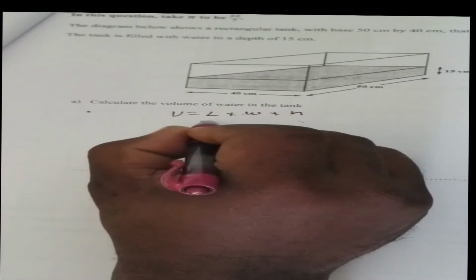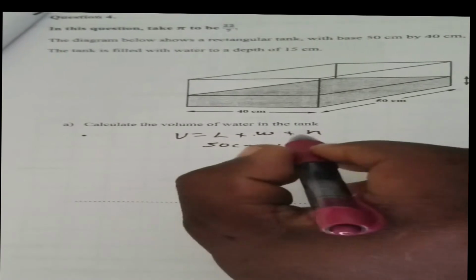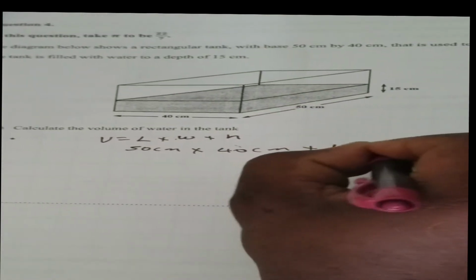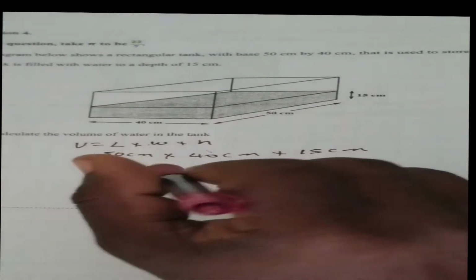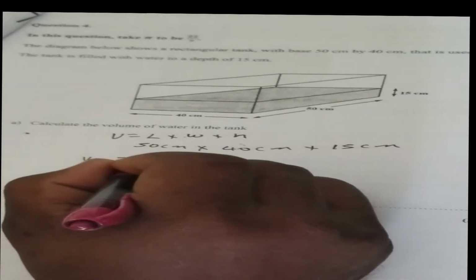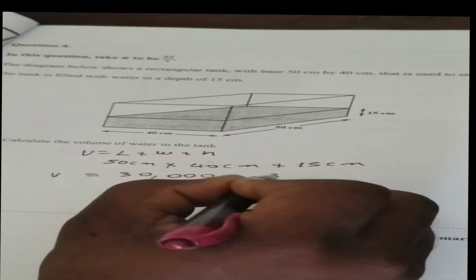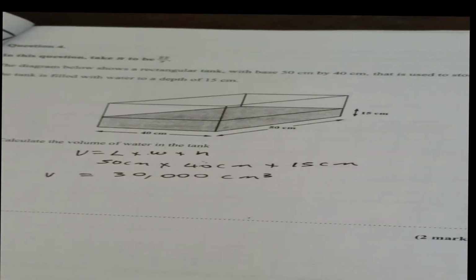And so with that said, now our length would be equal to 50 cm. Our width is equal to 40 cm, and our height is equal to 15 cm. Right? With that said, we're going to times 50 times 40 times 15, and our answer for our volume should be equal to 30,000 centimeter cube. And that would be the volume of the water in the tank.